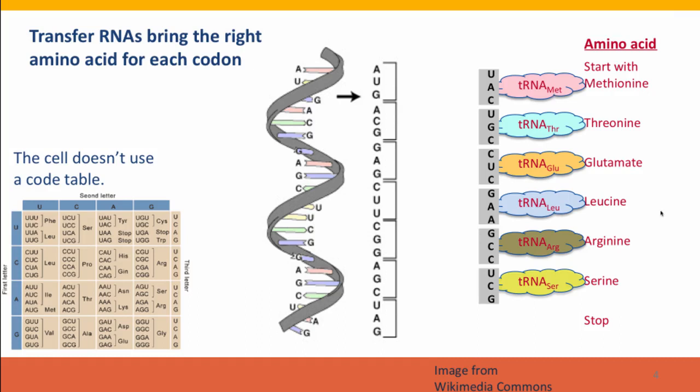There's a different transfer RNA for each amino acid with the appropriate anticodon. So this is the methionine transfer RNA with its anticodon, the threonine transfer RNA bringing threonine to base pair with the complement of those three bases. So this is how the genetic code is used to translate the base sequence of a messenger RNA, from the base sequence of a gene, into the amino acid sequence of a protein.